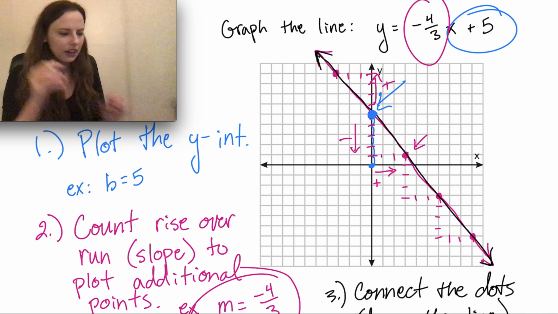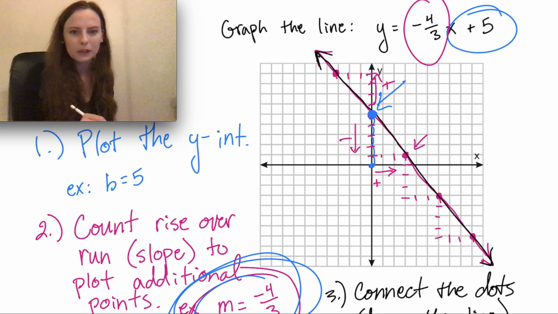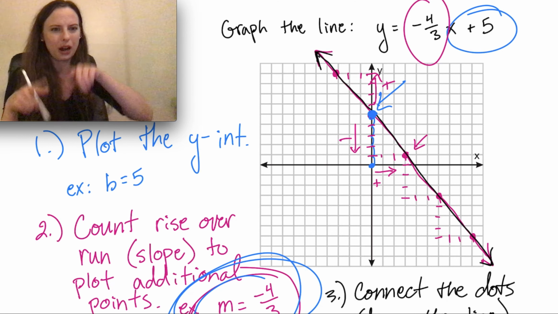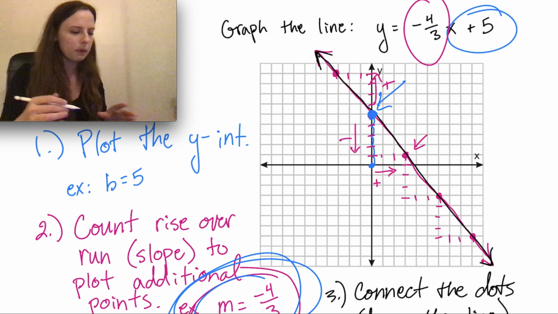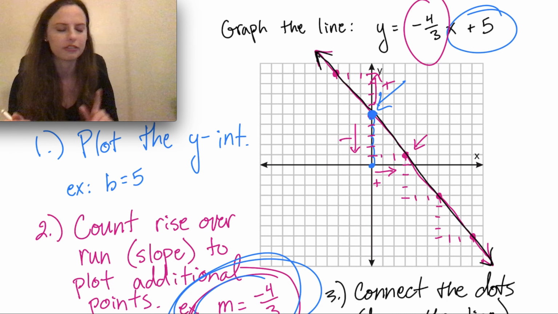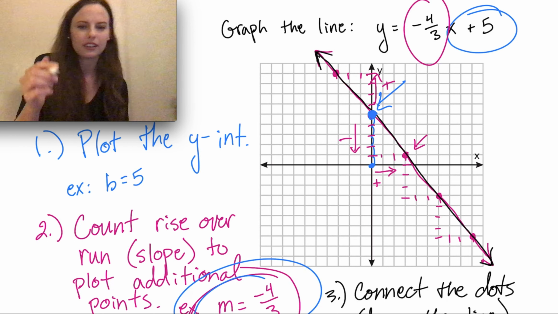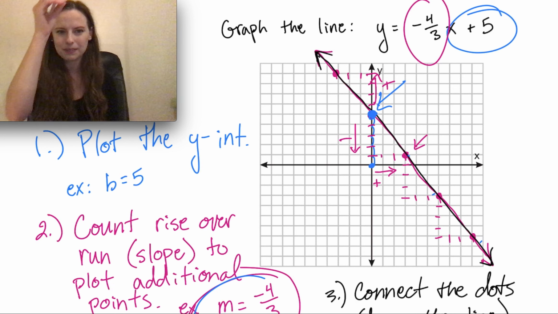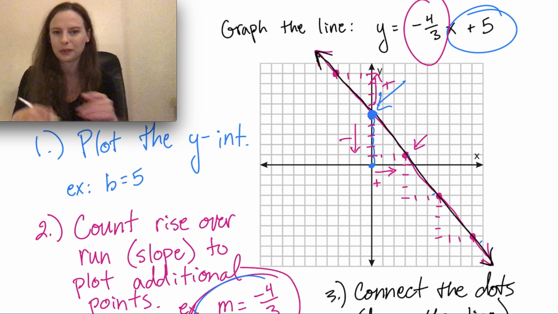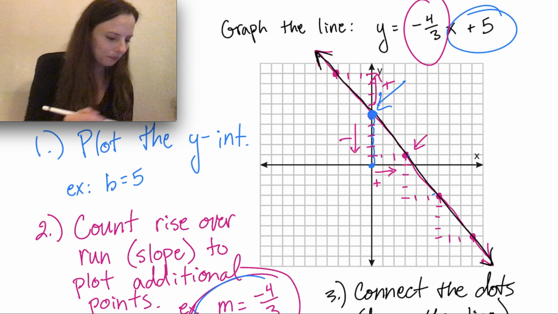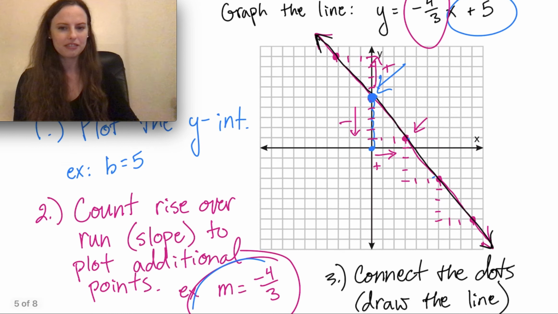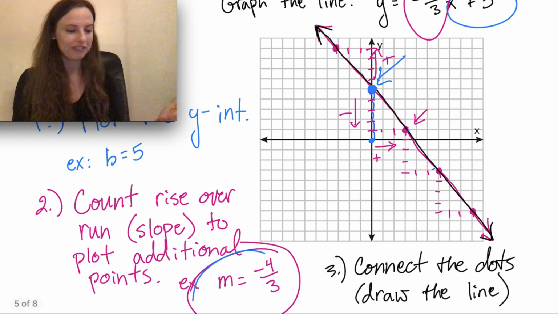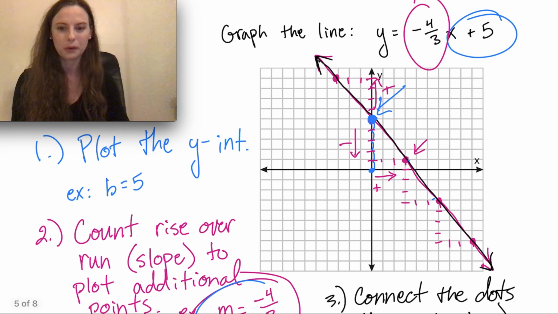And then from there, use your slope to count down and over or up and over, depending on if the slope is positive or negative. And that allows you to plot more and more points along the line and keep them all spaced out evenly the way that slope is supposed to do. So that's it for drawing and graphing lines when you're given slope-intercept form.